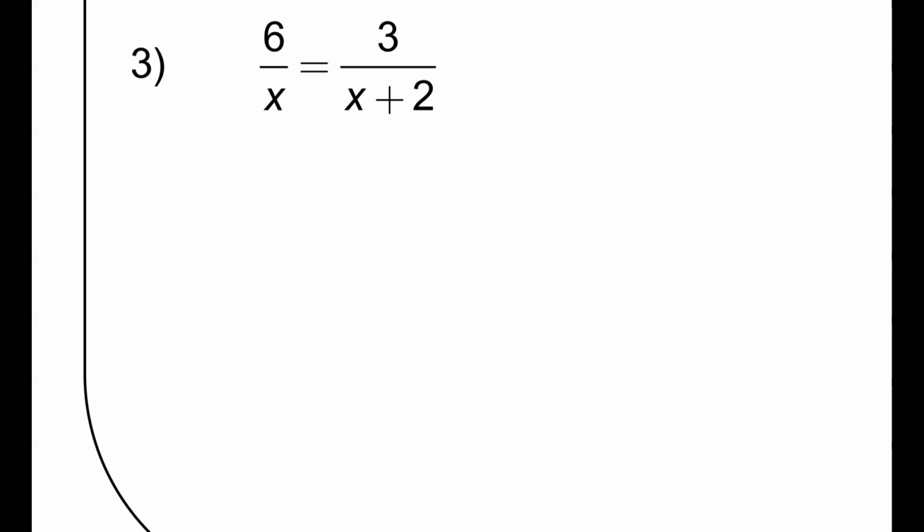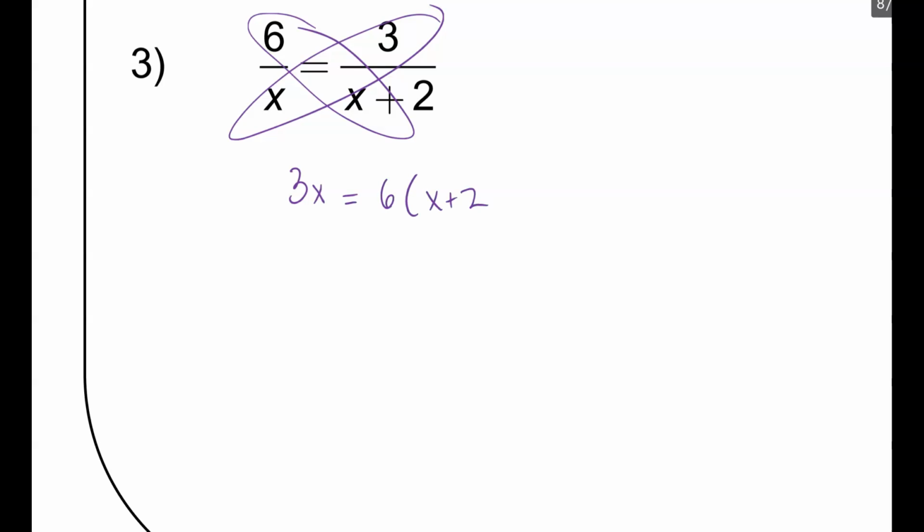Let's keep rolling along. All right, crisscross. So we have 3 times x equals 6 times (x plus 2). Go ahead, pause the video at any moment. You can always try the problem and then continue on. All right, so don't forget, parentheses are your best friend. And then distribute out.